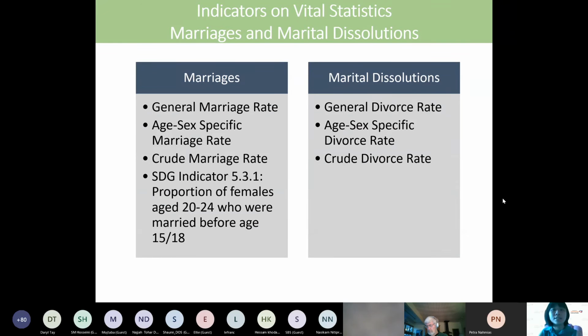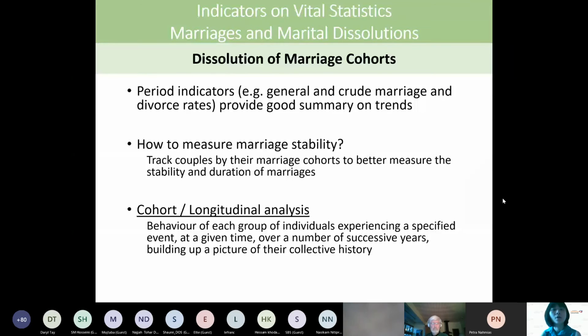Period indicators like the general and crude marriage and divorce rates provide a good summary on the trends in a specific reference year. But beyond the usual period indicators, another common topic of interest among our users is on marriage stability. More specifically, what is the proportion of marriages which ends up in a dissolution?